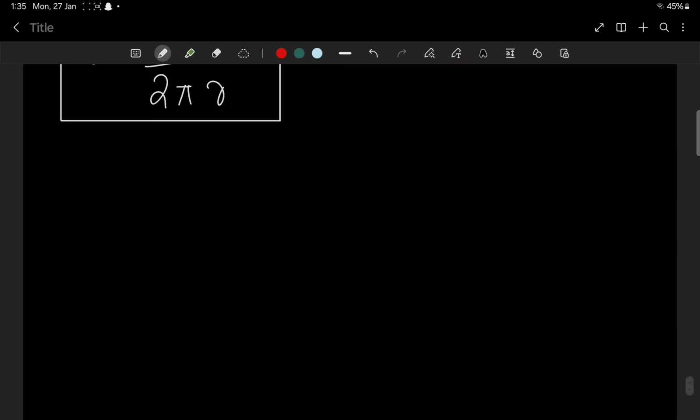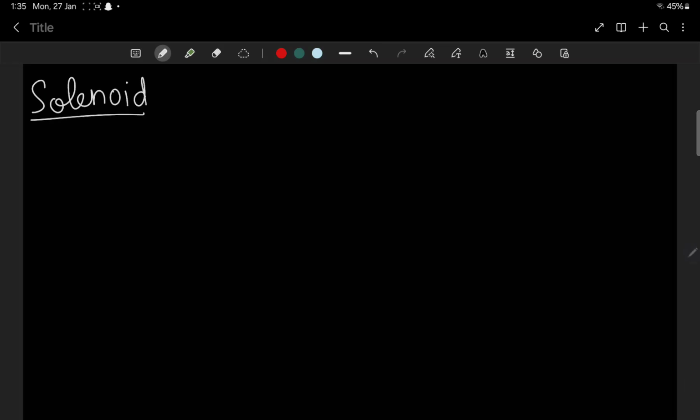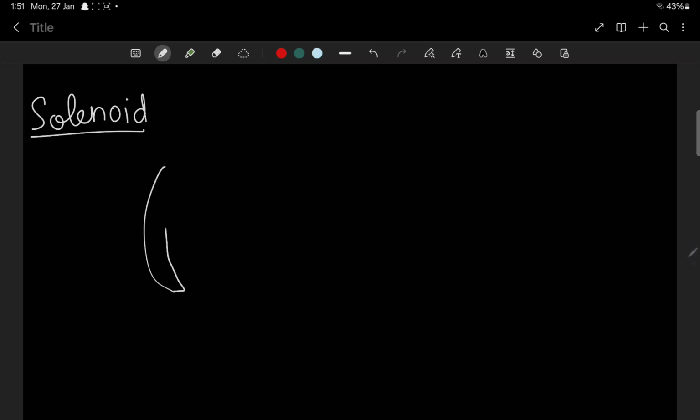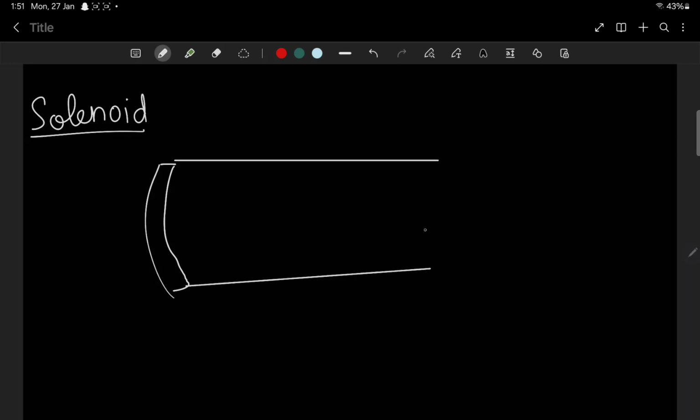Now we have the next part, the magnetic field of a solenoid. Next one is the solenoid. The solenoid is very rarely asked in the exam because the derivation is not that difficult. So this is like a solenoid. This is the structure of a solenoid.